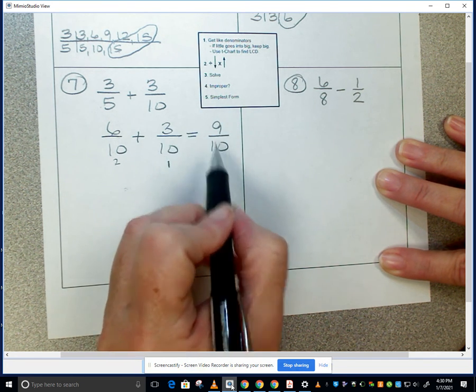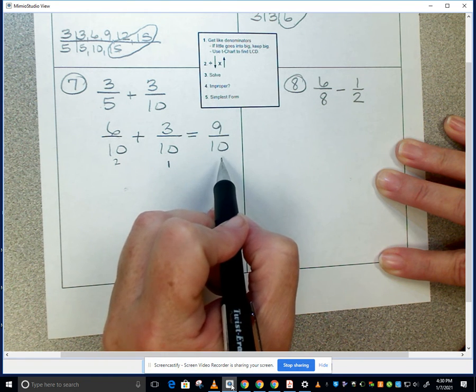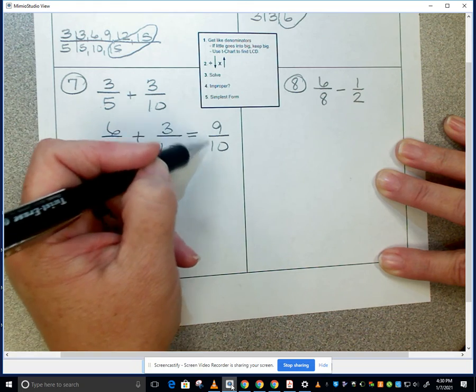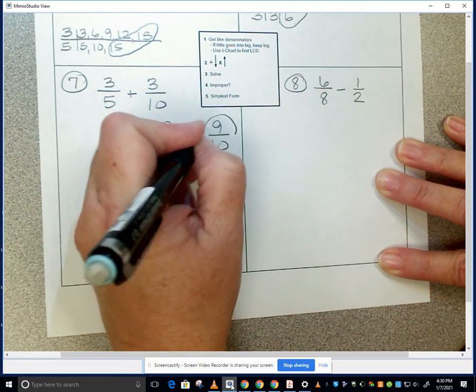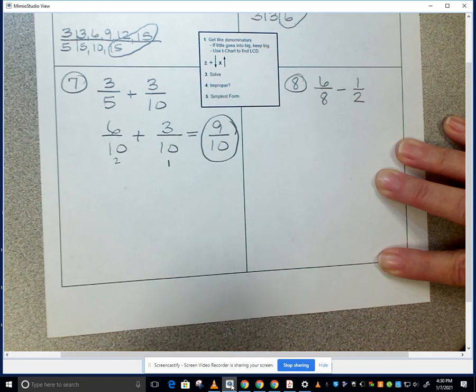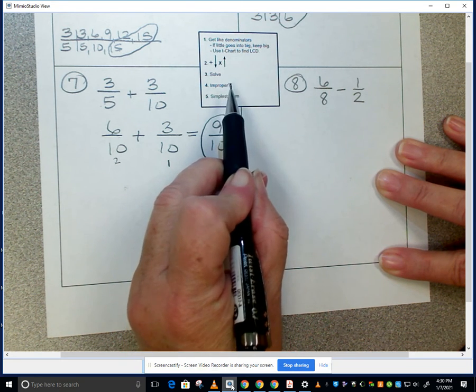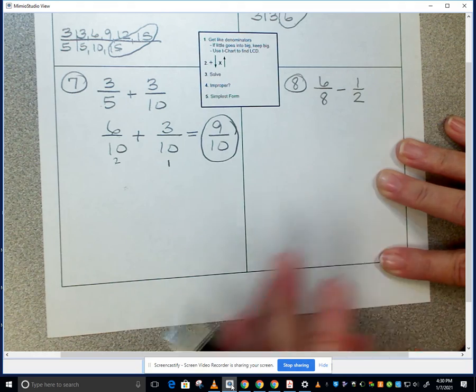It's not improper. Is it in simplest form? Oh, yes, that one I can tell. You know why? The numbers are next door neighbors. So I'm going to circle. Now, if that had said 10/9, that's improper. I would have to fix that. All right, let's go to number 8.